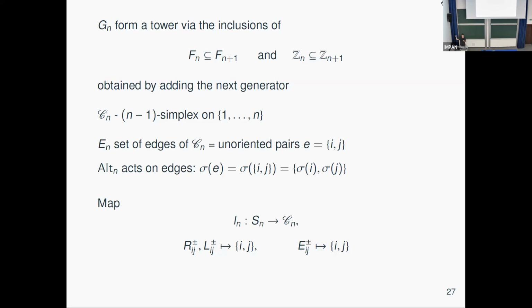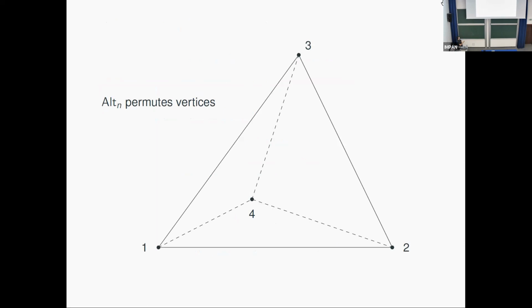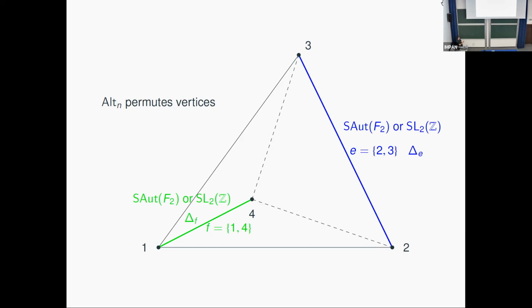So here's a picture, which will be much more informative. This is for four. Here I have the edge given by the numbers two and three, and I have a copy of either SAut(F_2) or SL_2, depending on which family I'm looking at. And this is generated inside SAut(F_4) by all the generators with indices two and three, okay? And I have the same for every edge.